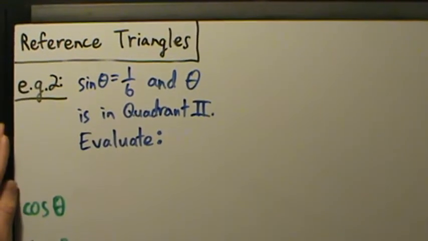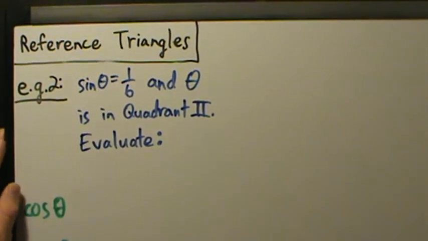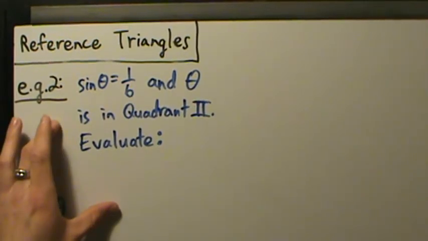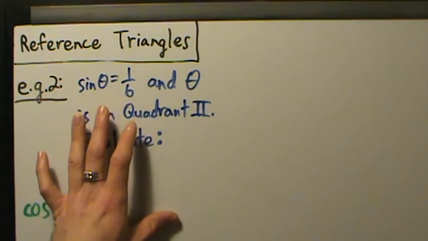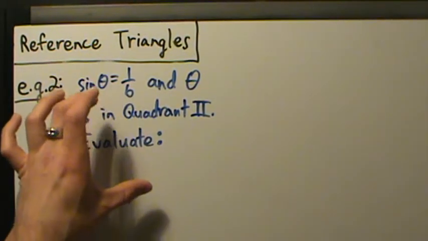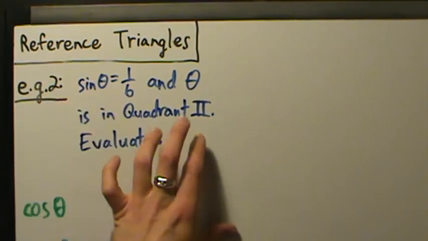Alright, here's example 2 with reference triangles. So this one's going to be just a tiny bit more complicated than example 1. It's a little bit different in the way the problem is phrased here. In this example, we're given the value of a trig function, and we're told what quadrant theta is in.